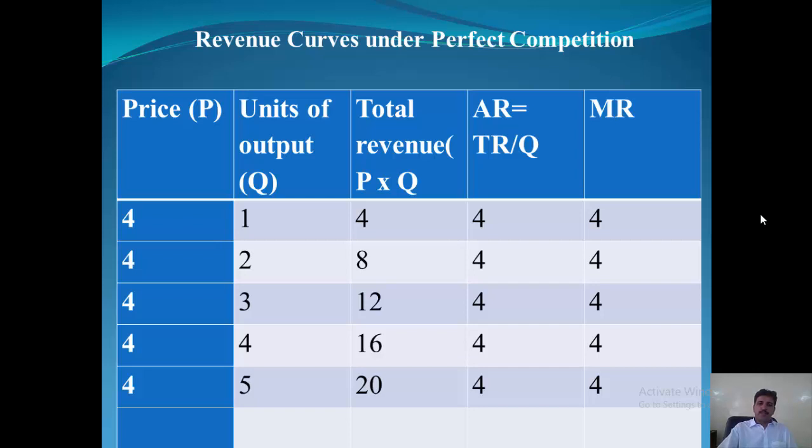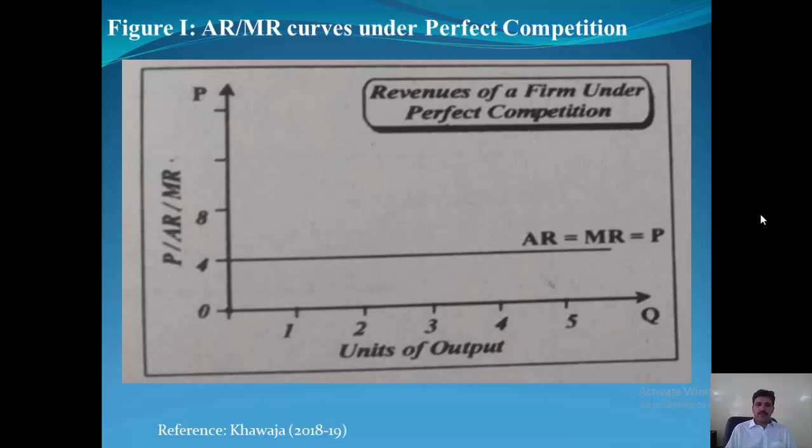We can also draw it on the graph. If we draw it on the graph, on the x-axis we have measured the units of output. On the y-axis we have measured price, average revenue and the marginal revenue. When we consume 0 units, the price is 4. For 1 unit, the price is 4.